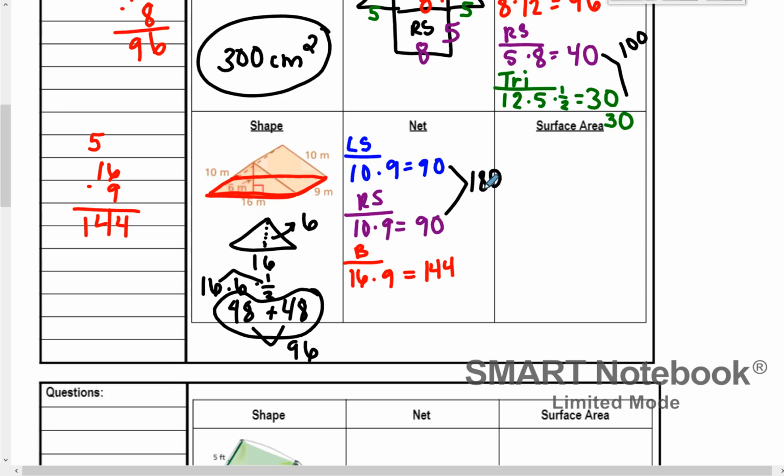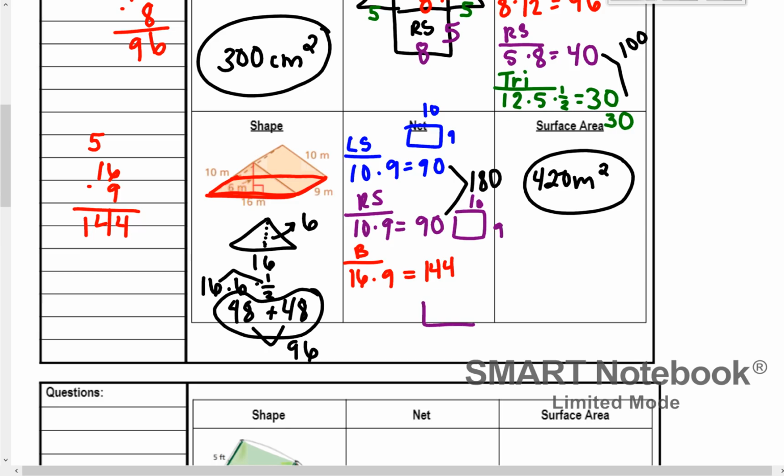Which will give you a surface area of 420 meters squared. You know what I realized I did not do was draw the pictures. So what I should have done is drawn a rectangle that was 9 by 10, another rectangle that was 9 by 10, and then the bottom rectangle, oops, was 16 by 9.